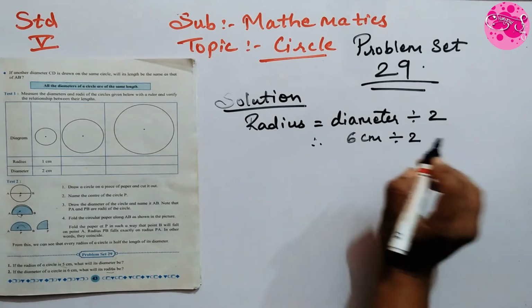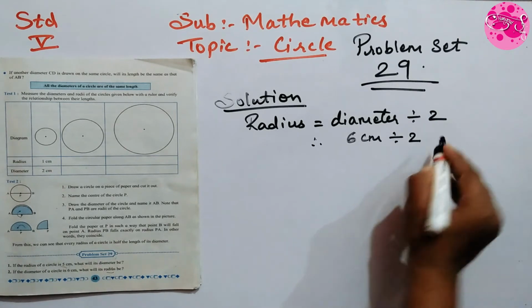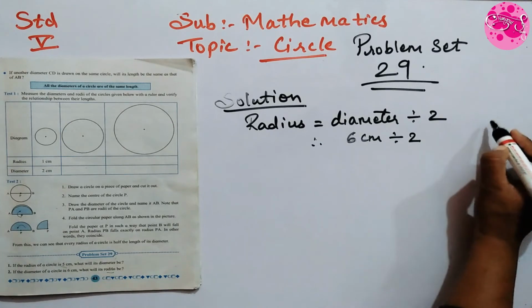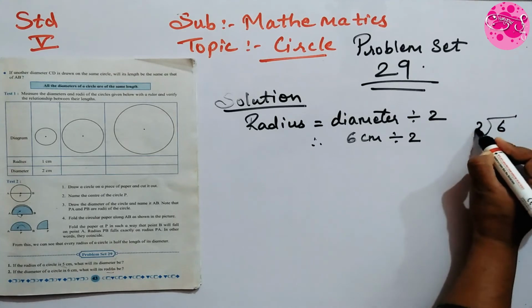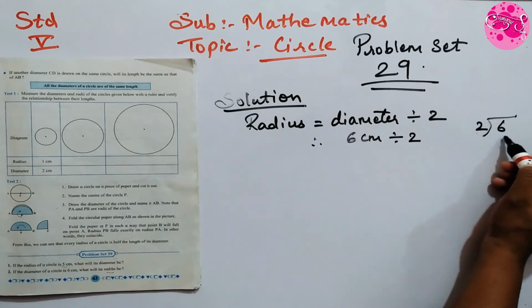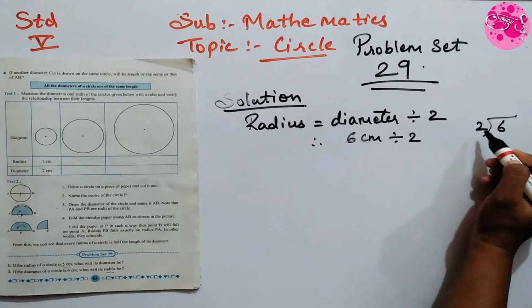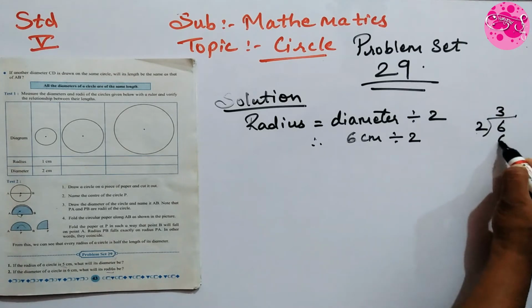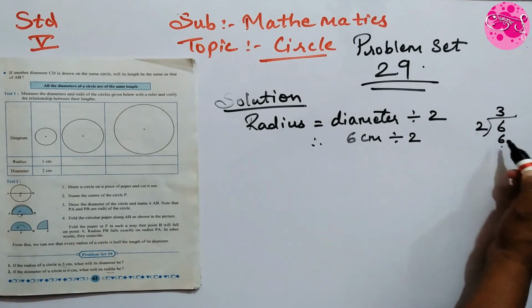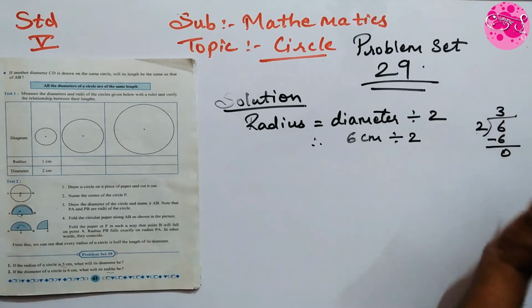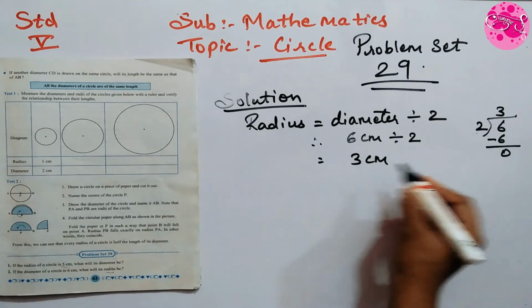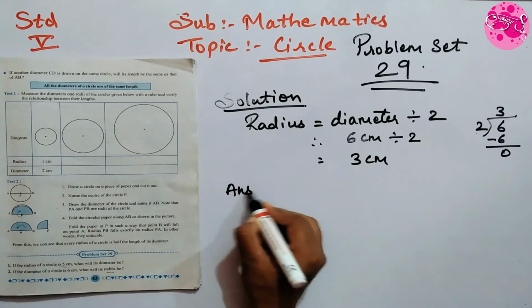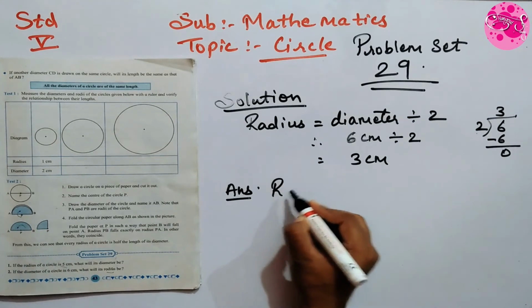So if you don't know how to do it directly, then here you can solve it in the rough column. 6 divided by 2. So in 2 table, 6 is going? Yes. 2 3s are 6. So 3 right here and 6 we have to write down. So minus 0. So we will get the answer, that is 3 centimeter. So answer, radius is equal to 3 centimeter.